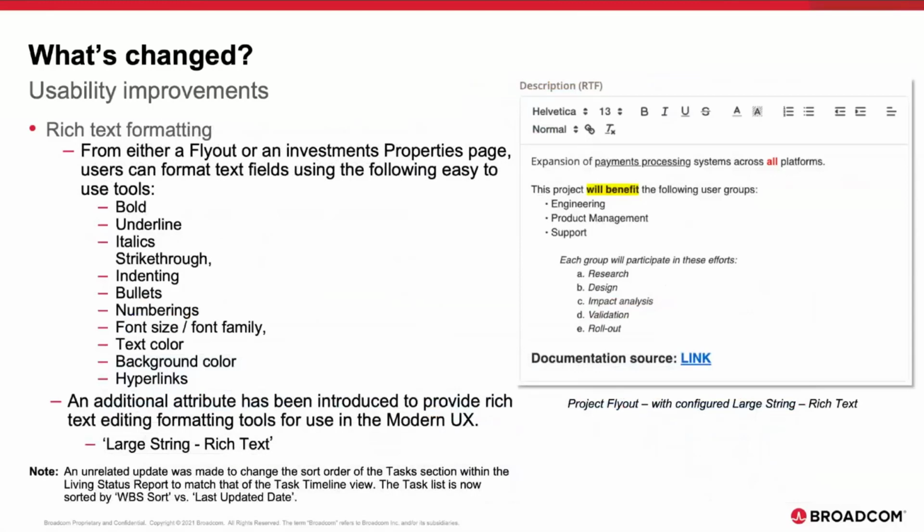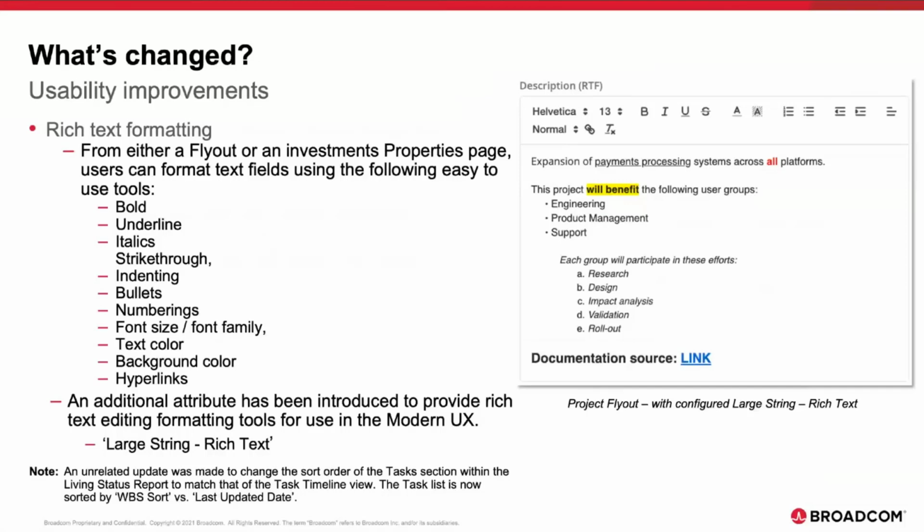Rich text formatting. This is a big hit. Just an example on the right-hand side of using those various tools. We've actually introduced a new attribute called large string rich text. So you need to use that attribute in the modern UX to take advantage of these capabilities, whether it's in a flyout or a properties page.